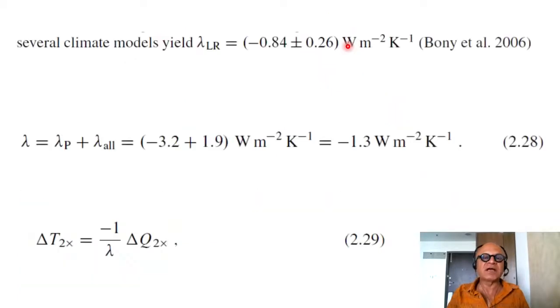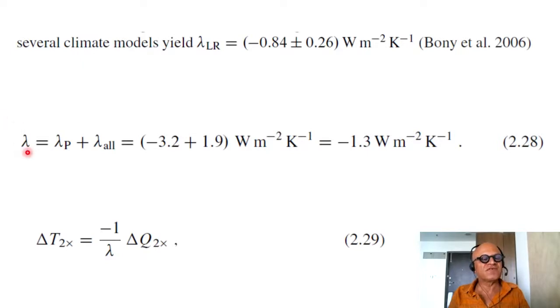So the net feedback then would depend on not just the lapse rate change in one latitude, but has to adjust the whole atmosphere globally. Overall, several climate models yield a lapse rate feedback of minus 0.84 plus or minus 0.26 watts per meter squared per Kelvin. So it's a net negative feedback, but has a significant uncertainty of almost 30%, which is less than cloud feedback uncertainty, but still pretty significant. So now, to summarize, let's put it all together.